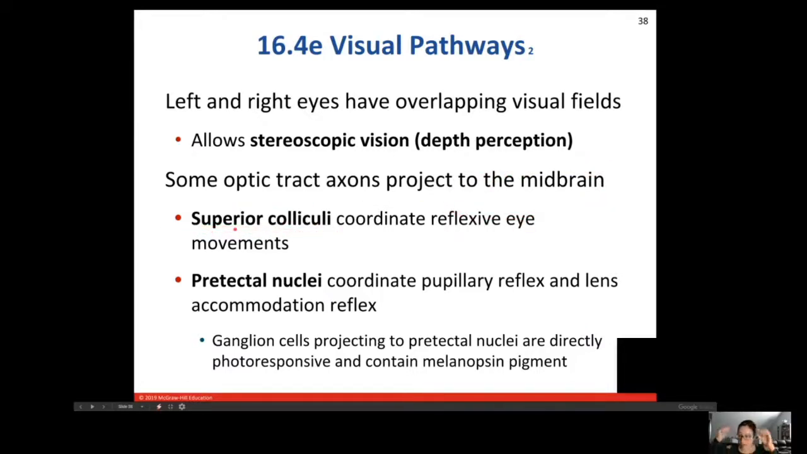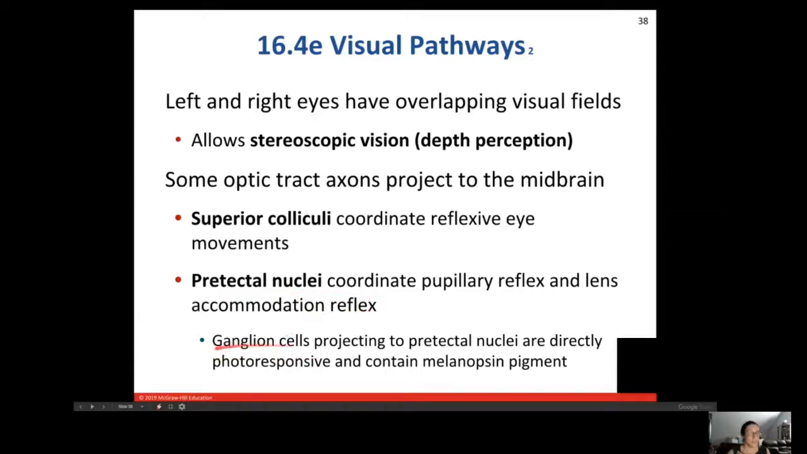Remember, the superior colliculi are the top of that tectal plate that we identified in lab, and they are going to coordinate reflexive eye movement. So like if you see something, your eye can reflexively move. There's also another nuclei called the pretectal nuclei that is going to be important in the pupillary light reflex and the lens accommodation reflex. So both of those are those internal reflexes inside the eyes.